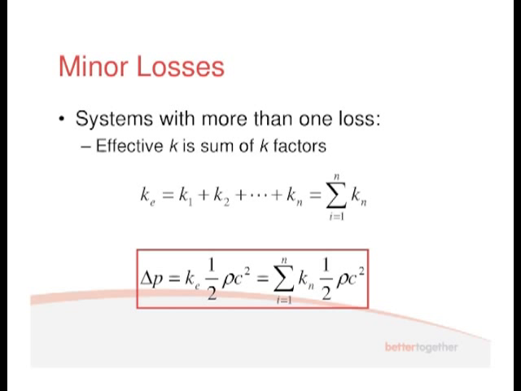That should be Ki, not Kn. And so you end up with this equation. Delta P is K times 1/2 rho c squared. And we know that K is the sum of all the K values. So 1/2 rho c squared. Like I said, this should be an i, not an n. That's a mistake. Apologies.